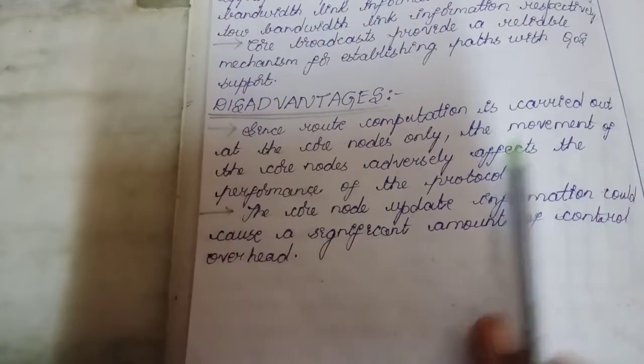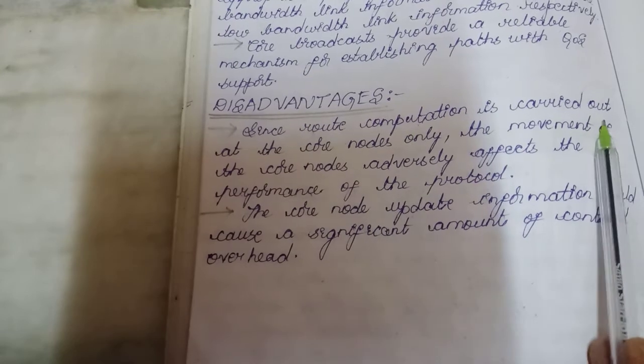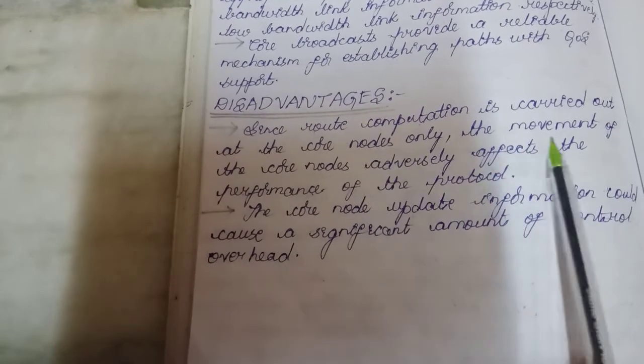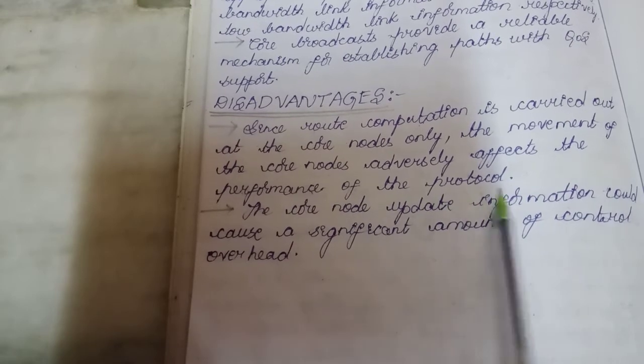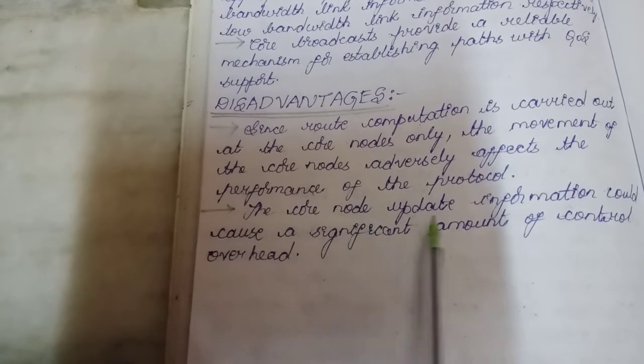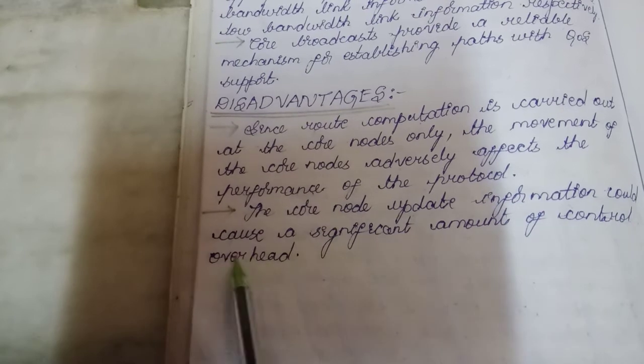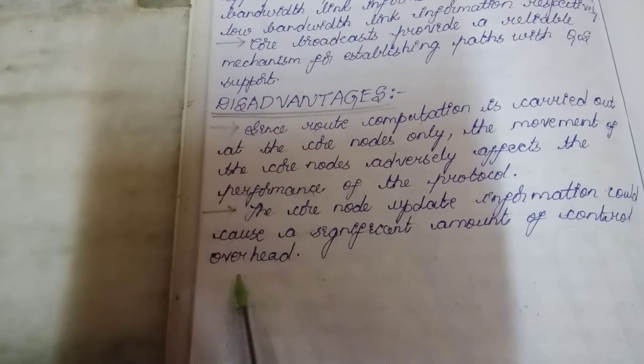These are the disadvantages. Since route computation is carried out at the core nodes only, the movement of core nodes adversely affects the performance of the protocol. The core node update information could cause a significant amount of control overhead.